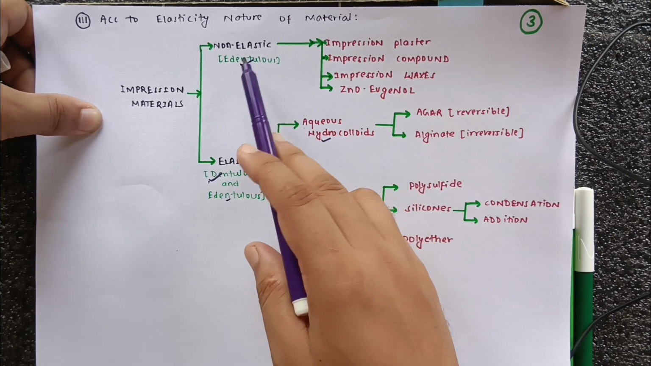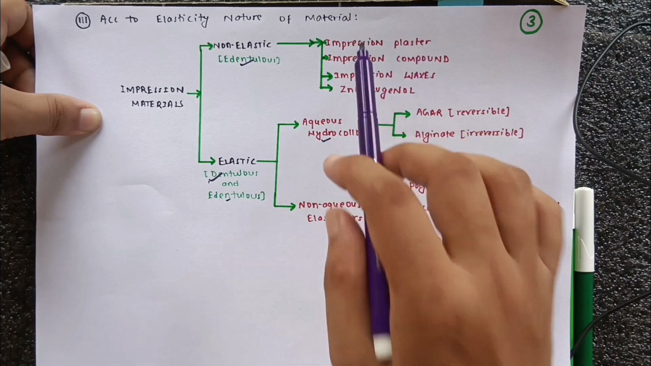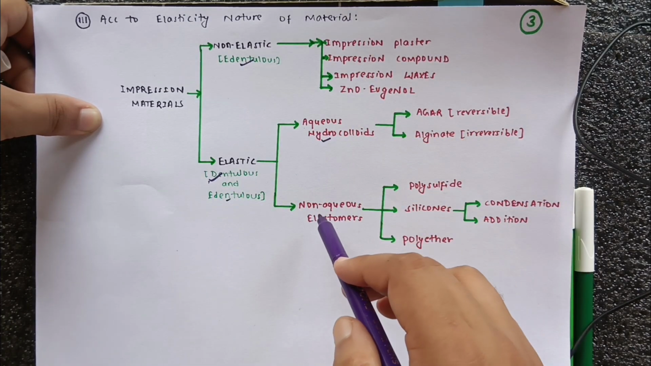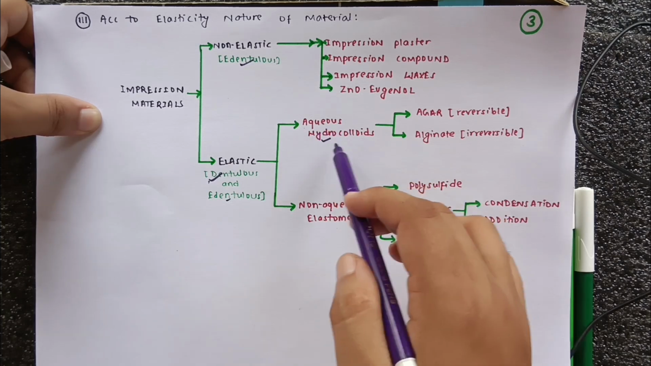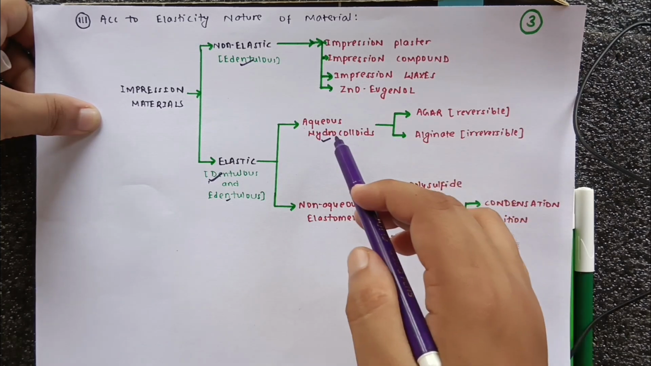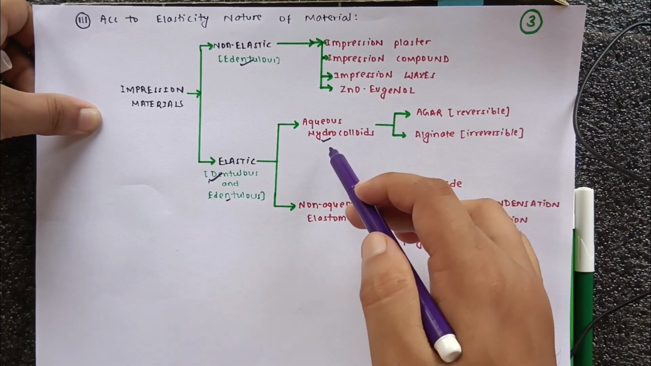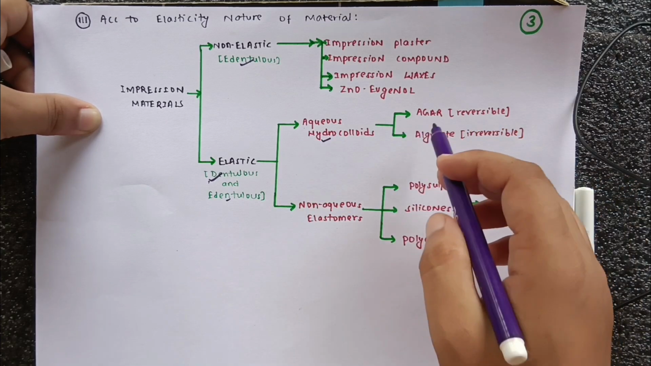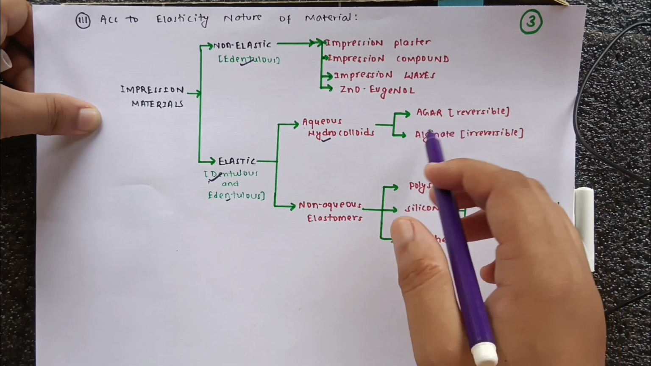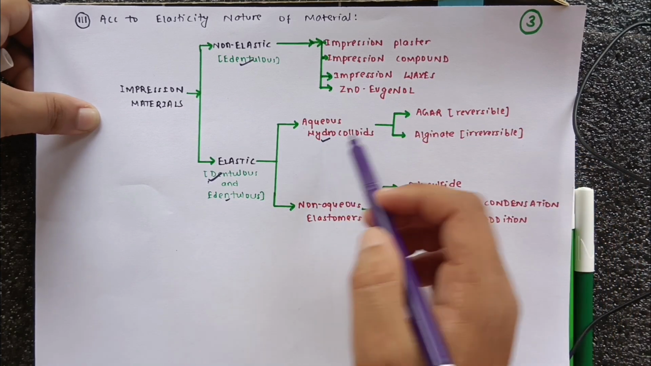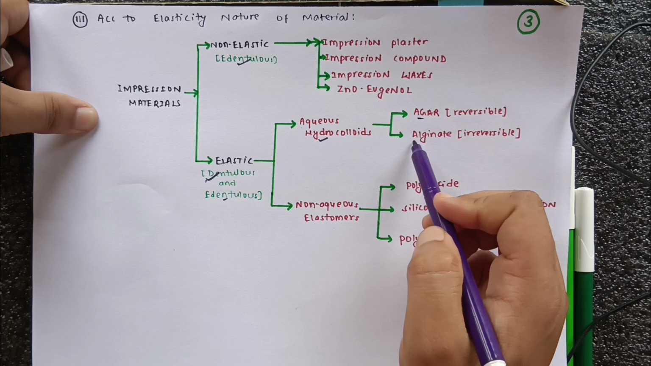Okay, and in non-elastic we have impression plaster, which I have discussed, and in elastic we have aqueous hydrocolloid and non-aqueous elastomers. The aqueous hydrocolloids are agar and alginate. I will be discussing what this hydrocolloid is, what agar is, and what alginate is in my upcoming videos. But for now, just remember, one is aqueous hydrocolloid that has agar, and another is alginate.